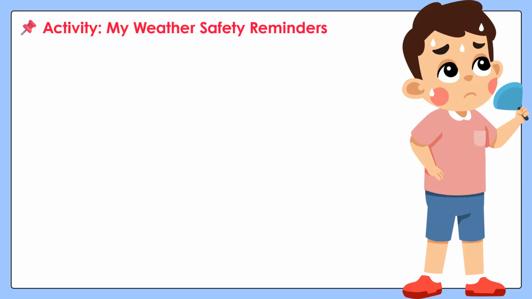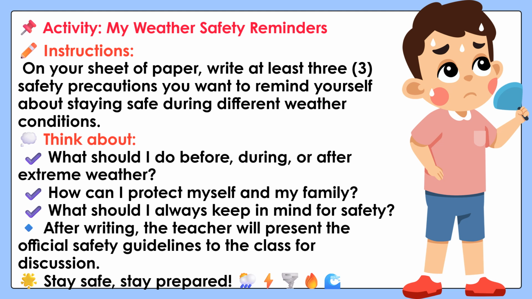Activity: My weather safety reminders. Instructions: on your sheet of paper, write at least 3 safety precautions you want to remind yourself about staying safe during different weather conditions. Think about, what should I do before, during, or after extreme weather? How can I protect myself and my family? What should I always keep in mind for safety? After writing, the teacher will present the official safety guidelines to the class for discussion. Stay safe, stay prepared.